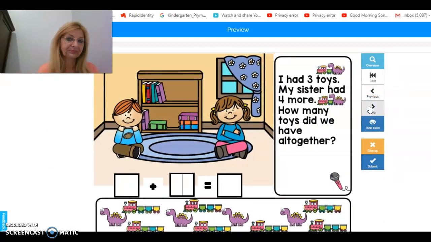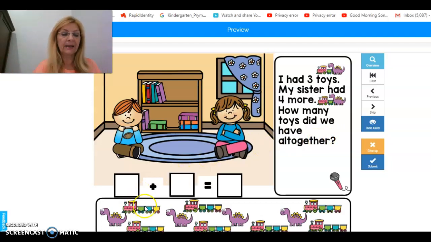Let's try another one. Wow, this time we have a brother and a sister, and you see they're in their house, and there's some toys down here. So let's see what our math story word problem will be. It said, I had 3 toys. That means he had 3 toys. My sister had 4 more toys. How many toys did we have all together? See the question mark? They want to know, how many toys do we have in all together?